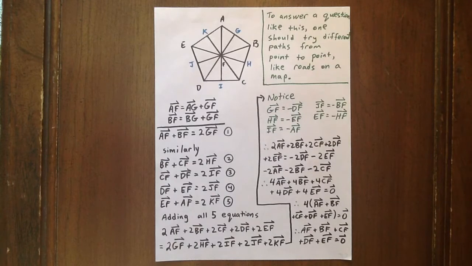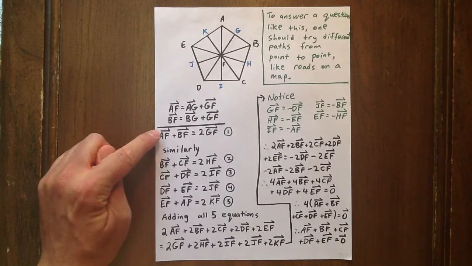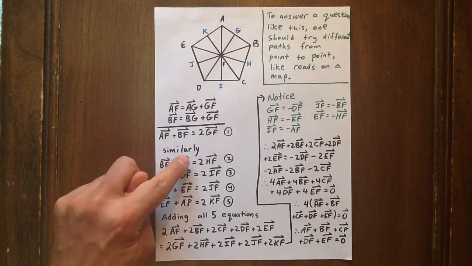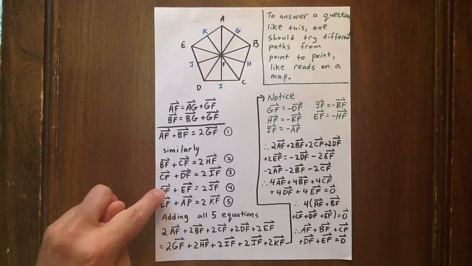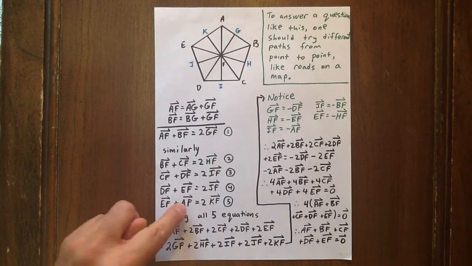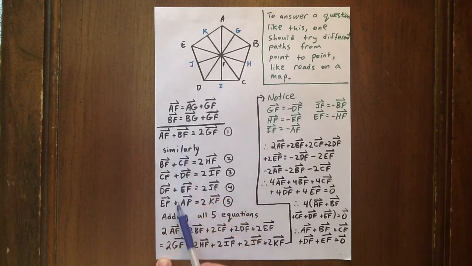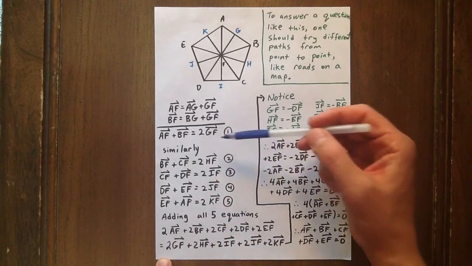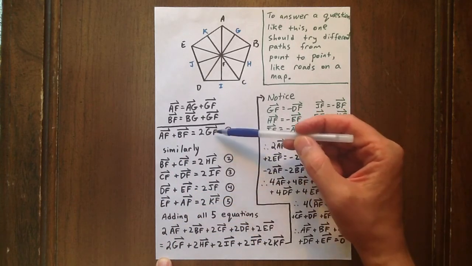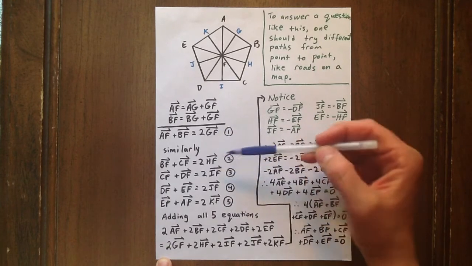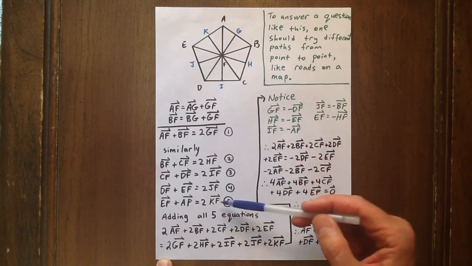We're going to add all the left sides and add all the right sides. On the left side we have AF plus BF plus BF plus CF plus CF plus DF plus DF plus EF plus EF plus AF. And if you collect all those like terms, what you really get is 2AF plus 2BF plus 2CF plus 2DF plus 2EF. That's what you get on the left. On the right hand side, it's a little easier to see. You get 2GF plus 2HF plus 2IF plus 2JF plus 2KF.